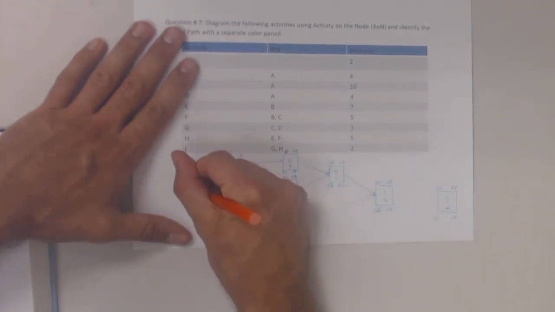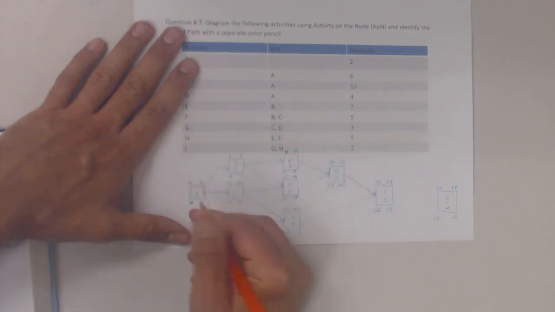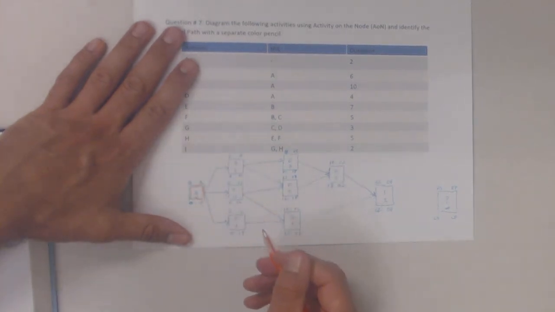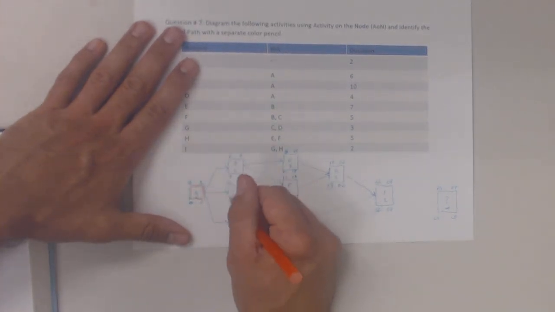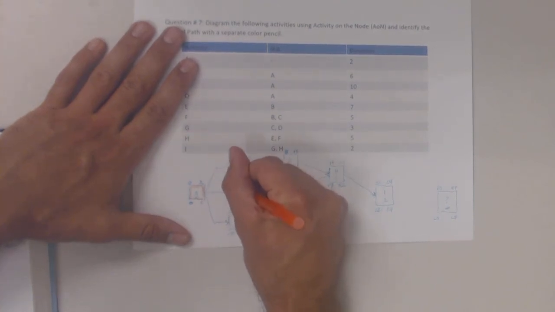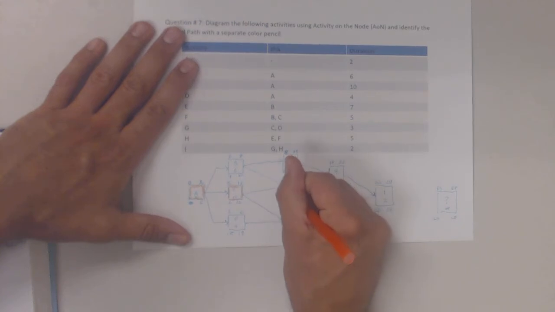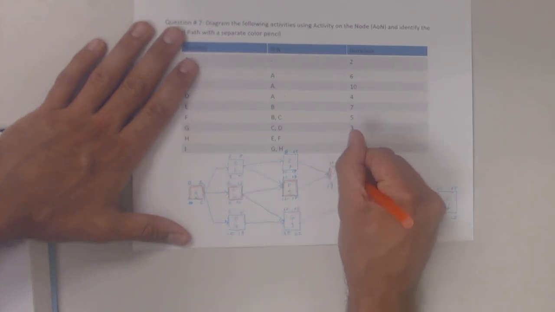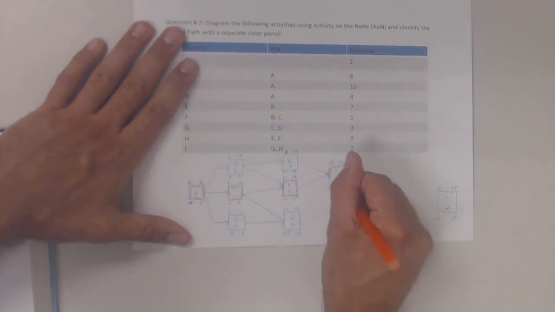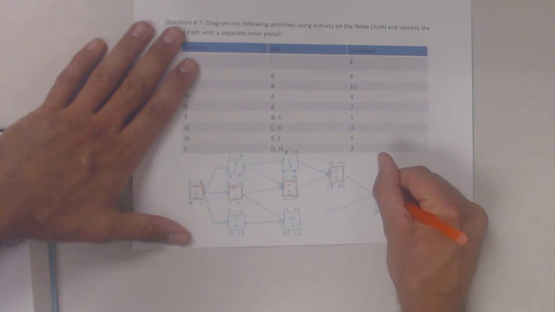But with my other colored pencil, I want to go in and highlight the critical path right here. So A is part of the critical path. C is part of the critical path. Both the early start and early finish match the late start, late finish. F is part of the critical path. H is part of the critical path. And I is part of the critical path.